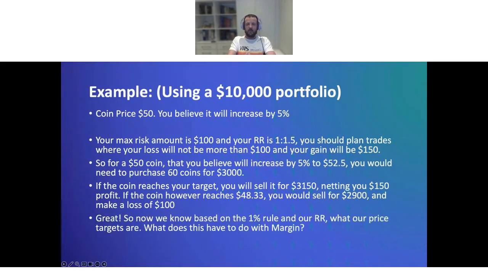So great. Now that we understand the 1% rule and our risk reward, what about our price targets? What does this all have to do with margin? Maybe the question is to go back and think about it this way: if we look at the business example where you don't have the capital to purchase machinery, so you take a loan from the bank to purchase machinery that generates more profit for your business, you might not have the capital available to take a specific trade that will generate you profit, or the capital that you have might not be enough to generate the profit you need to maintain your risk to reward ratio.